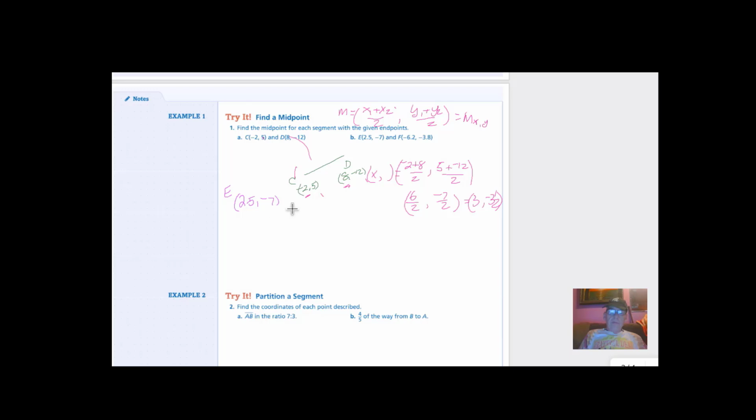And our F point is at -6.2 and -3.8. So I can see the problem here is going to be you're going to be subtracting negatives, having to do plus opposite, and also you got decimals involved. So it's going to make the numbers a little bit trickier. So what I want to do is just set up the midpoint formula.